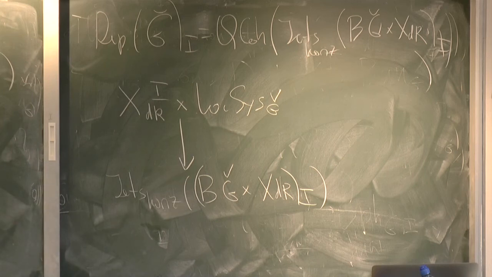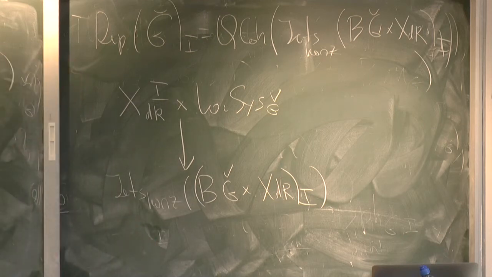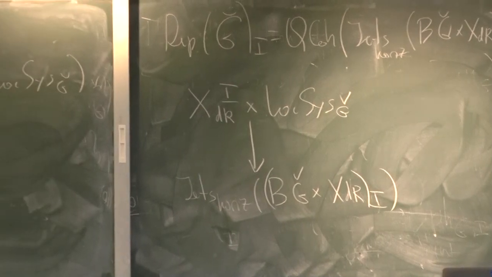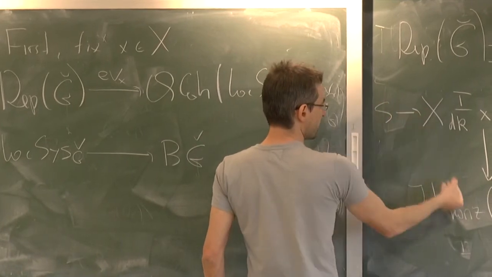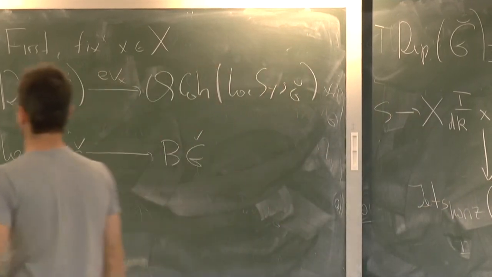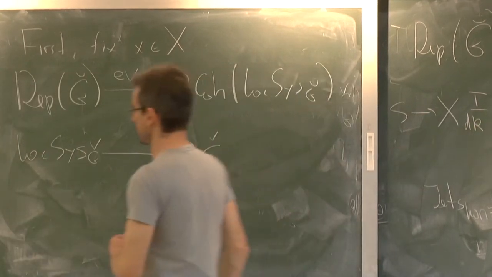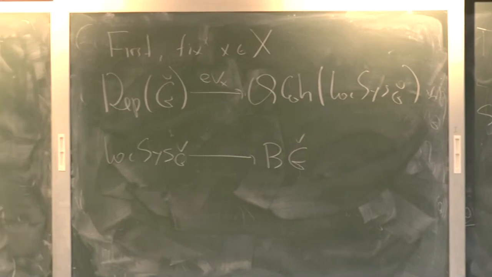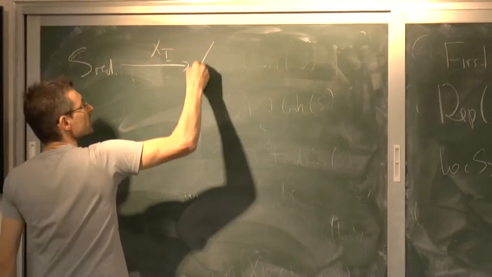Okay, so let's make a final effort and define this map. I need to define a map between prestacks, which means that for any S point of this, I need to define an S point of this. So let's decipher it. I give myself an S point of this thing. So in other words, what do I give myself? I give a map from S reduced, call it xi, to X^I.